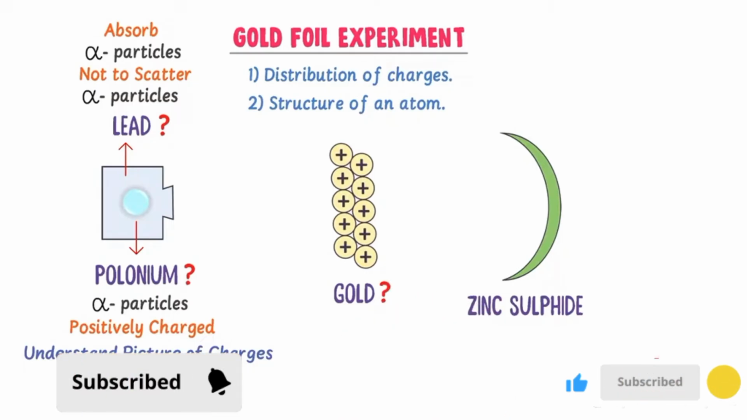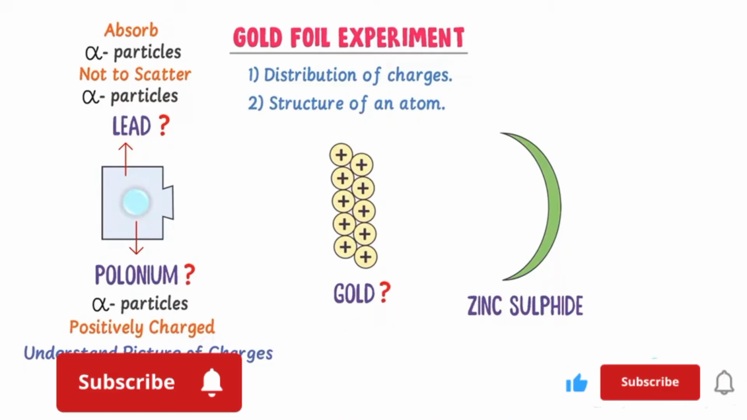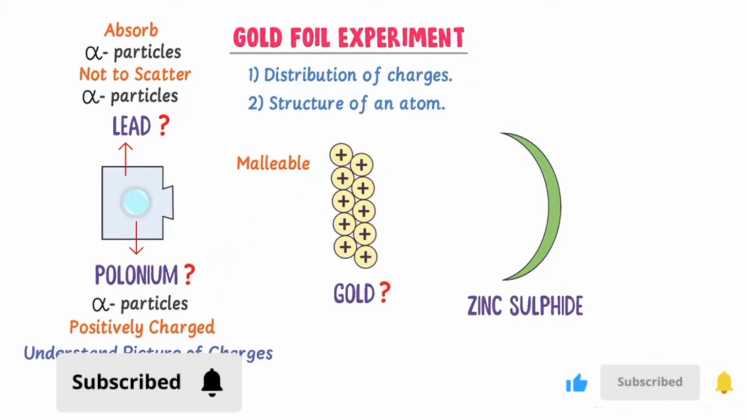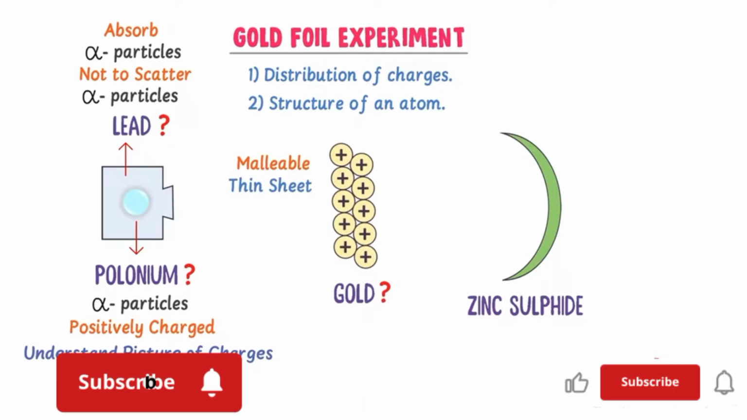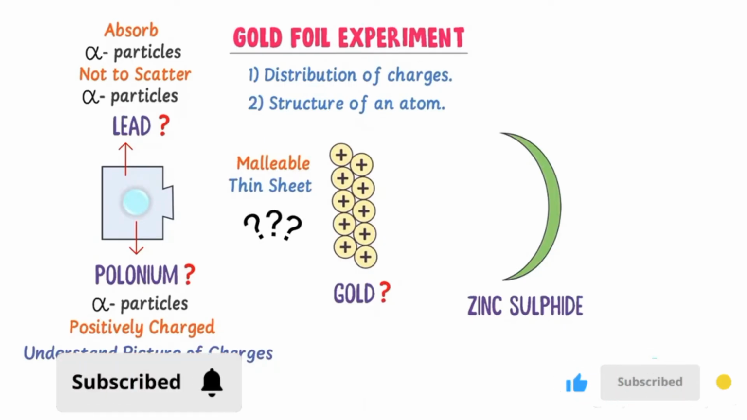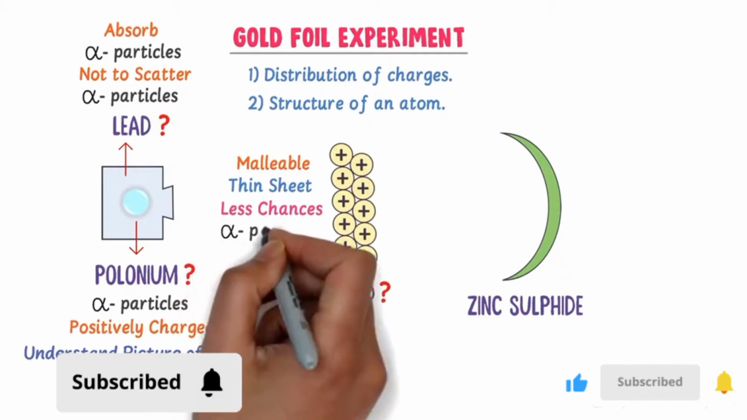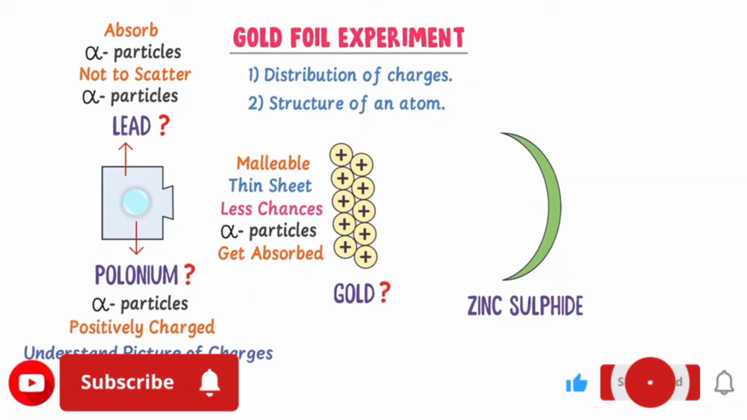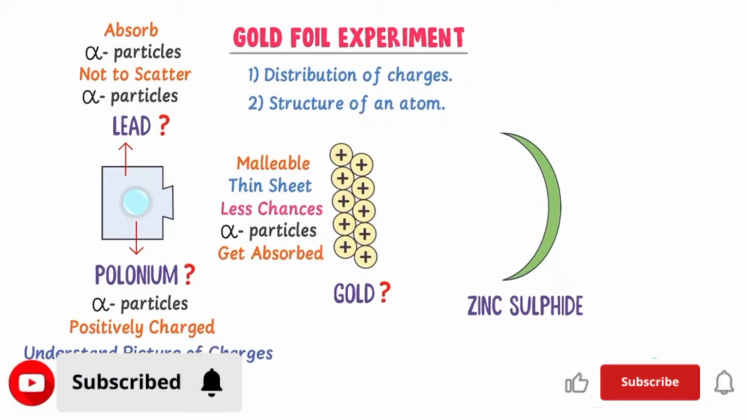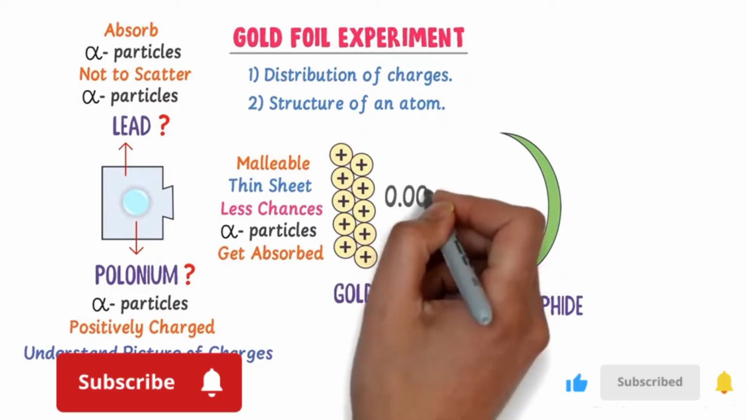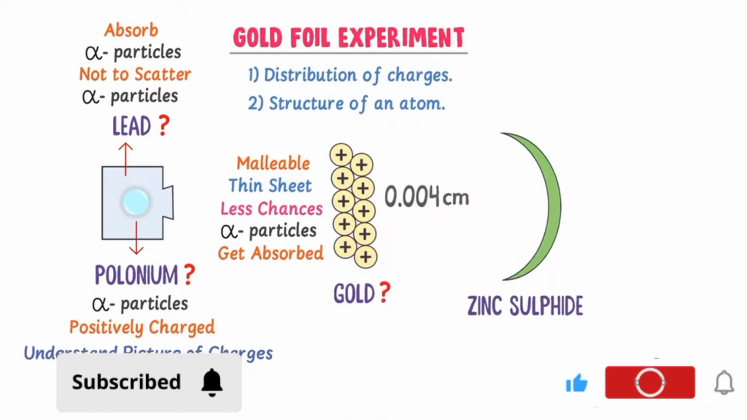Thirdly, why did he take gold foil? Well, we know that gold is the most malleable element. It means that we can make a very thin sheet of gold. The second question is why we need a thin sheet? It is because there would be less chance that the alpha particles get absorbed in the thin sheet of gold, so we would get an accurate result. Therefore, Rutherford took a thin sheet of gold foil of roughly 0.004 centimeter, so its structure would be easy to study.